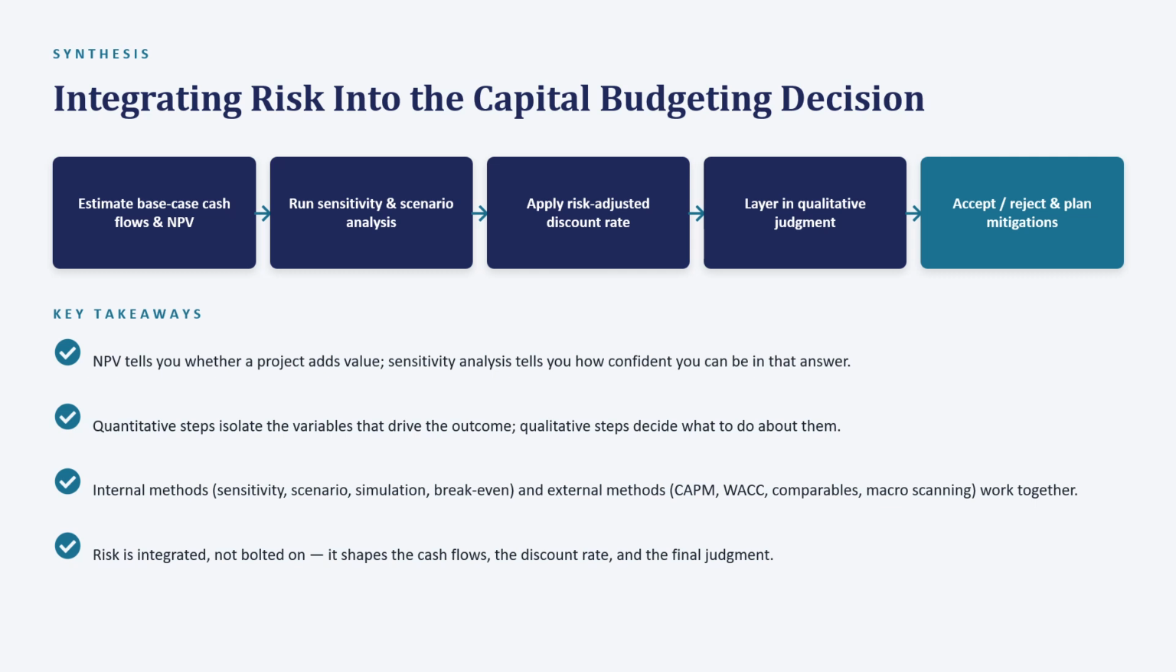This slide shows how everything comes together in the capital budgeting decision. We estimate base case flows and NPV, run sensitivity and scenario analysis to understand how fragile or robust the NPV is, apply a risk adjusted discount rate where appropriate, layer in qualitative judgment about assumptions, likelihood, and mitigations, accept or reject the project, and plan mitigations for key risks.